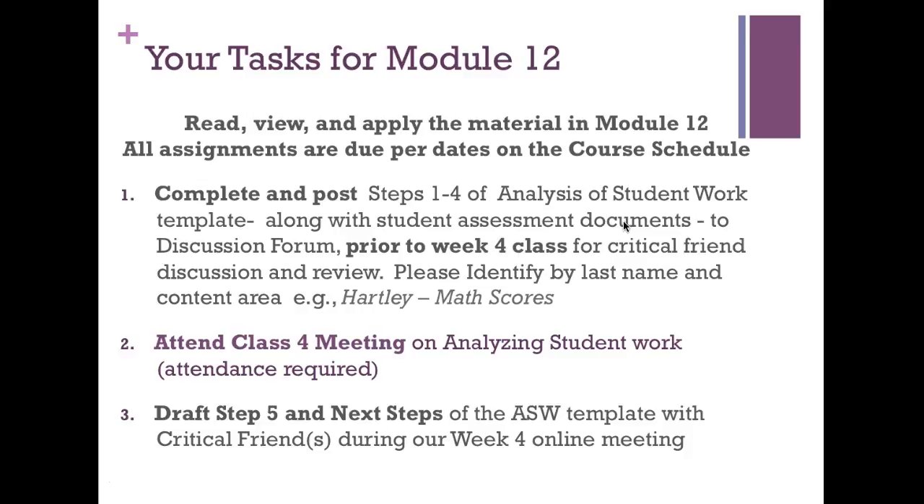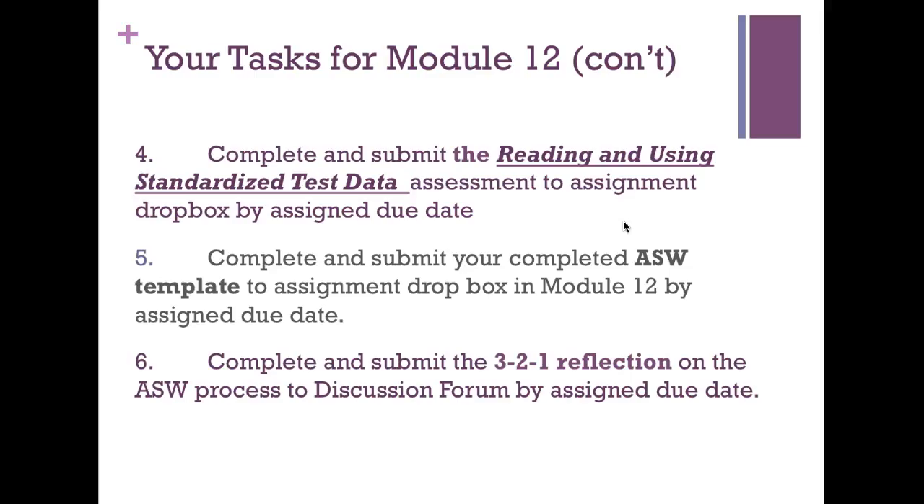For the critical friend discussion and review, we're having a peer review and discussion of the analysis of student work with your student data, so you should have all that ready to go. Please identify last name and content area when you post it in the discussion forum. You'll attend class 4 meeting where we'll have this discussion, and then you'll draft step 5 of the analysis of student work and submit that for your final assignment for analysis of student work.